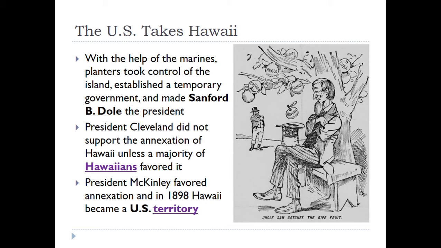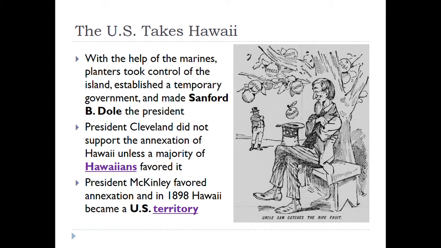Now, she's the rightful ruler, remember, but with the support of U.S. Marines, these wealthy businessmen force her out. She's exiled. They take control of the island. They set up a temporary government and appoint a man named Sanford B. Dole as president. You might recognize that name, Dole. There's a famous Dole fruit company that still produces all kinds of fruit cups and pineapples and bananas. This person was a relative of that later Dole fruit company president, which shouldn't surprise you. This is American business interests really winning out.